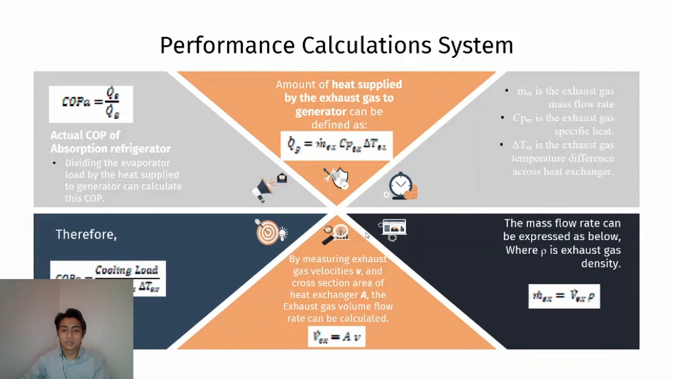Next, by measuring the exhaust gas velocity V and the cross-section area of the heat exchanger A, the exhaust gas volume flow rate can be calculated using this formula. The mass flow rate can be expressed as below, where ρ is the exhaust gas density. You can also see it here.